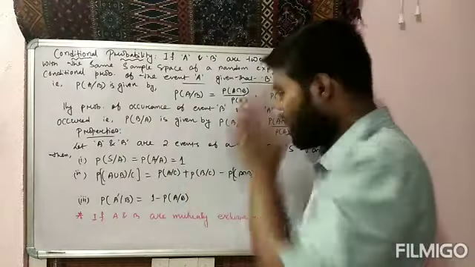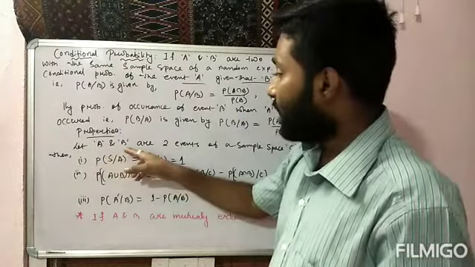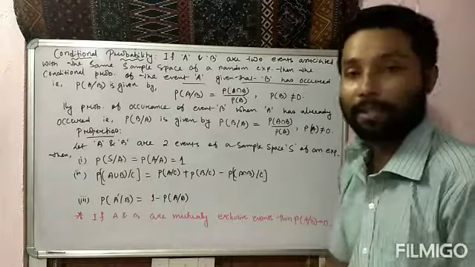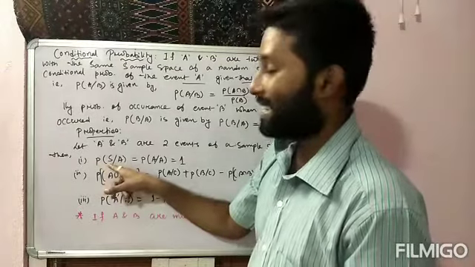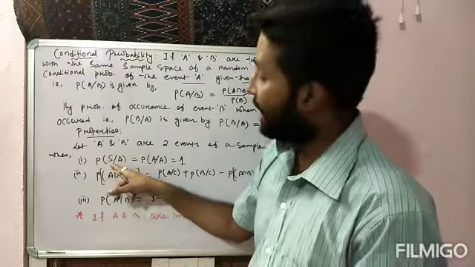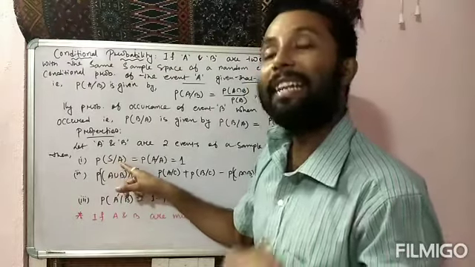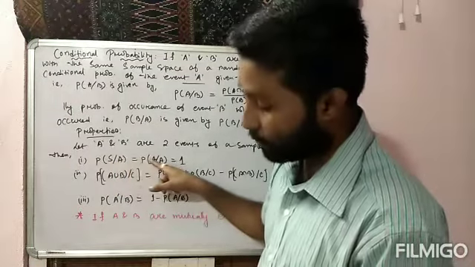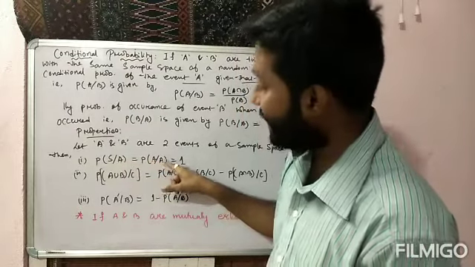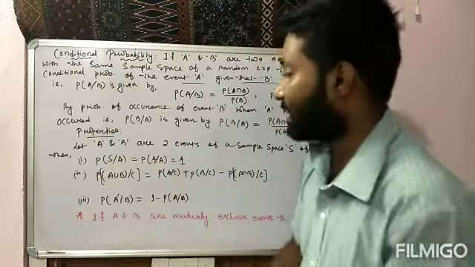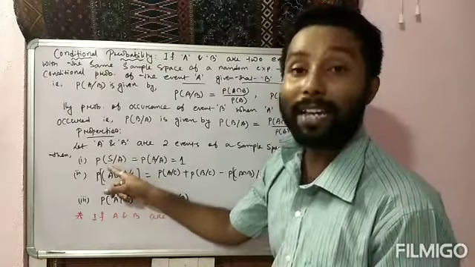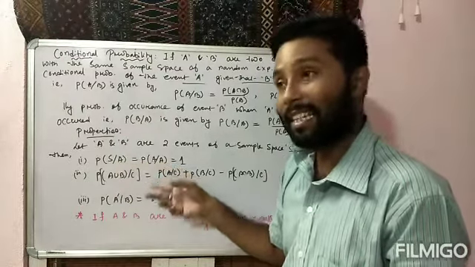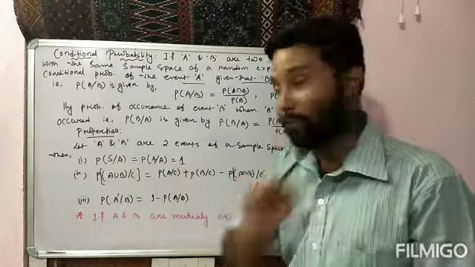Property number 1. Say A and B are two events associated with the same sample space S of a random experiment. Then probability of S slash A, where A means any event, is equal to probability of A slash A, which is always 1. You have to remember this value. A slash A means the event only. This is always 1.